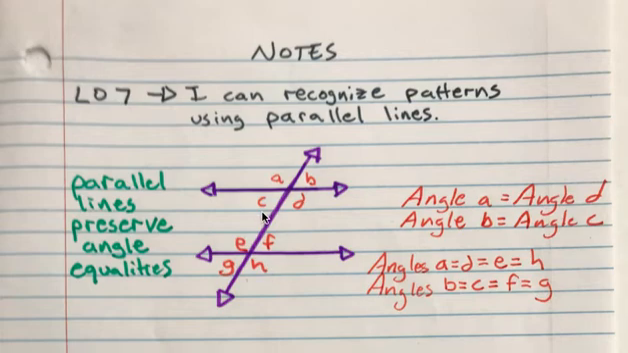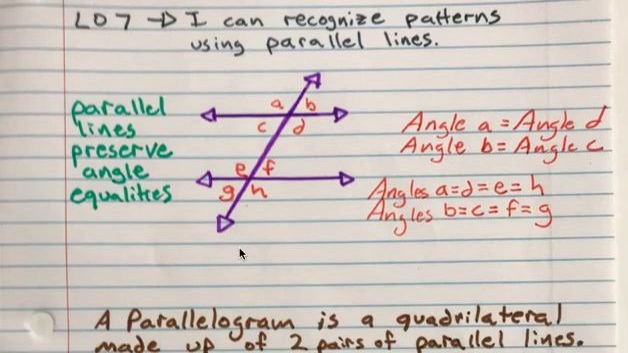Same thing with B, C, F, G, by the way. Okay, so if we know angle A equals angle D, we know that parallel lines will make that angle also be the same as angle E and angle H.